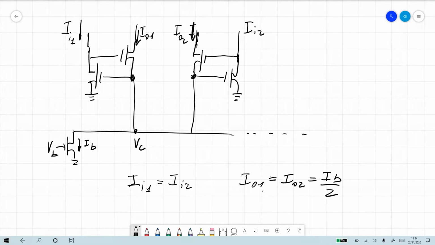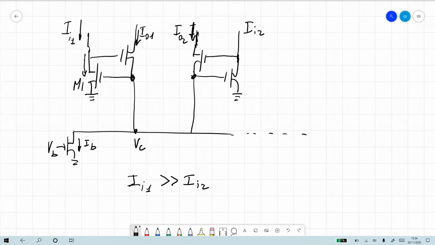Now let's look at the case in which I in 1 is much larger than I in 2. So we have these two nodes. Remember, if I force an input current through M1, what's going to happen to the gate to source voltage? It's going to be the log of that current. So VC will just go up to a high value.